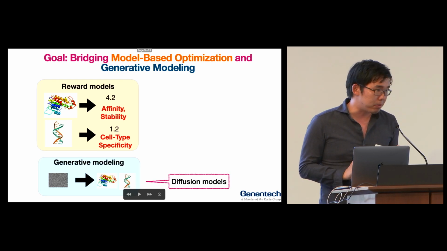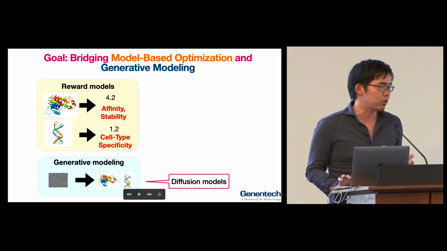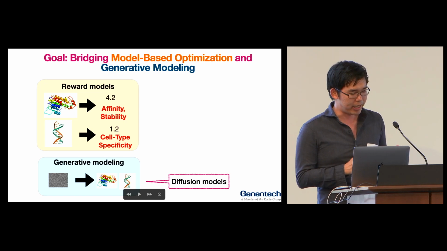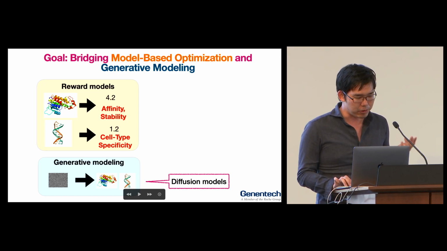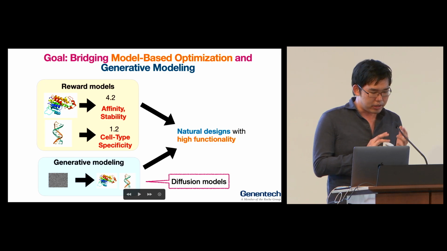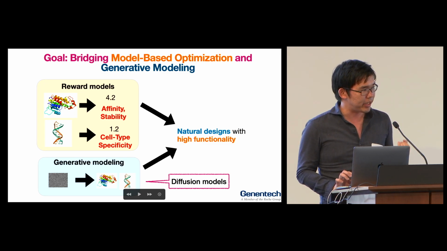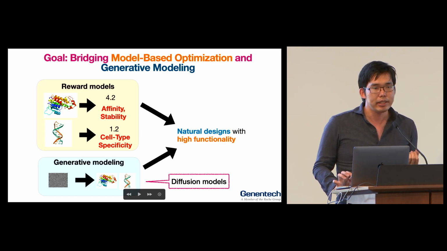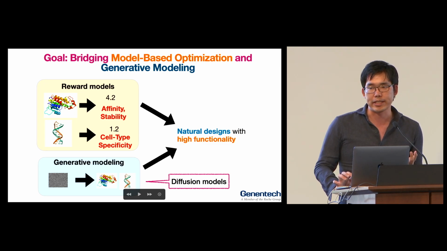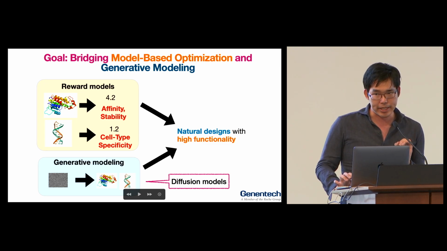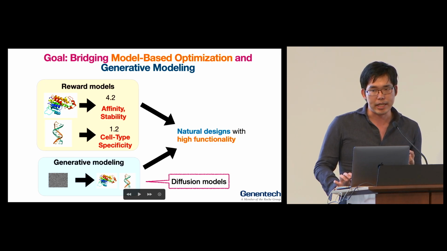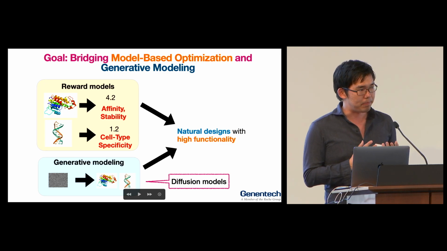Another recent popular approach is generative modeling. We make a language model or diffusion model for sequences, and then we can generate basic sequences. So the question here is that model-based optimization excels in generating sequences with high functionality, and generative modeling excels in generating more natural sequences. So here, the goal is to construct a new method that can enjoy the best of both worlds.